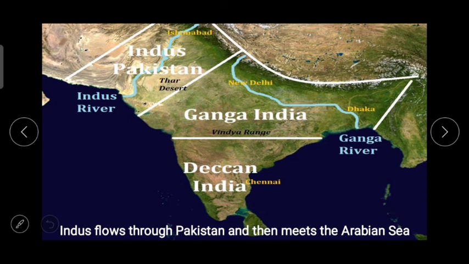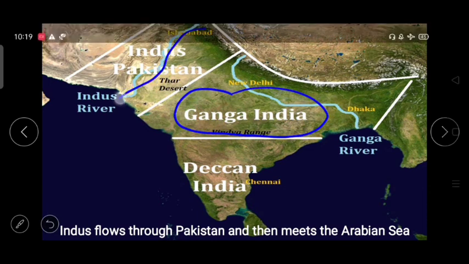A major tributary of river Sindhu, the Satluj, originates near Mansarovar and flows westwards. Now, here you can see the river Ganga, and here the Indus river, this way.